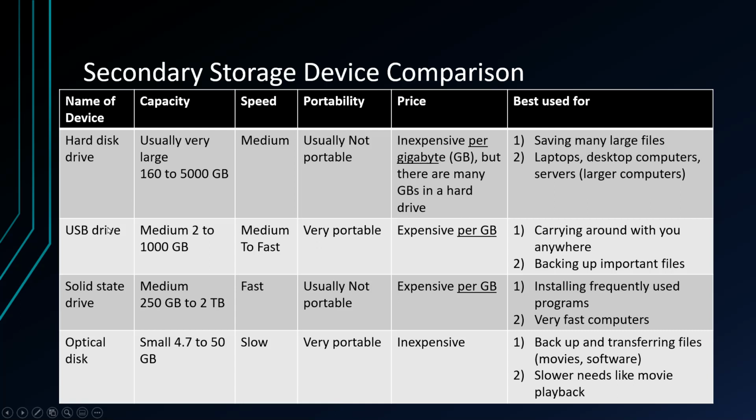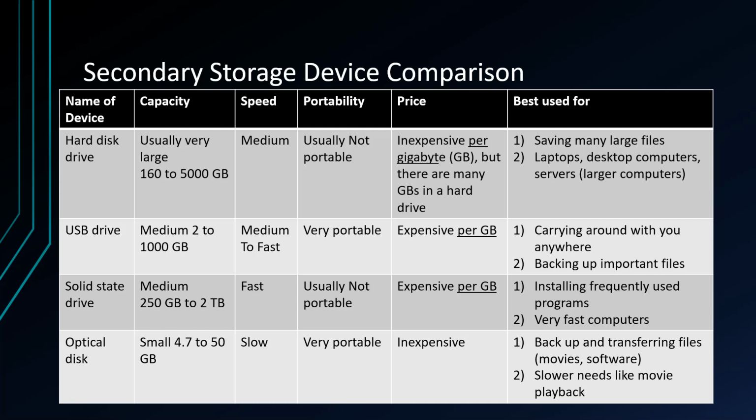So we have hard disk drive, USB drive, solid state drives, and optical disks like CDs, DVDs, that kind of stuff. And this chart basically goes through and compares how big their capacities are, how they compare when it comes to speed, so reading and writing the data. Portability, can you walk around with it or is it stuck inside your computer? Price, how much is it per gigabyte? That's usually the measurement that we use. You saw that in the previous slide where I said it was $10 million per gigabyte and now it's only 3 cents per gigabyte. And then what is the best use for these kinds of things?